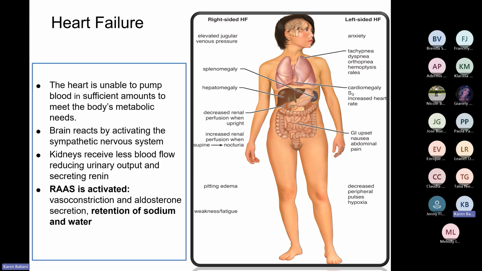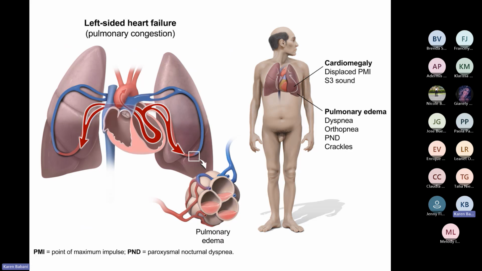They can get nausea, abdominal pain, and vomiting. And since there's not enough blood being perfused into the organs, you're going to have decreased peripheral pulses. Obviously, there's going to be hypoxia and delayed capillary refill. It's a little chain of events.